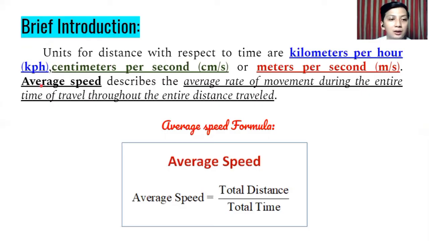Kapag speed. Then, average speed describes the average rate of motion during the entire time of travel throughout the entire distance traveled. So, the same lang din ang formula of the average speed. Average speed is equal to total distance divided by total time. Okay, so tandaan, ito yung mga units na pwede natin gamitin sa speed: kilometers per hour, centimeters per second, or meters per second. Okay, and this is the formula for average speed.